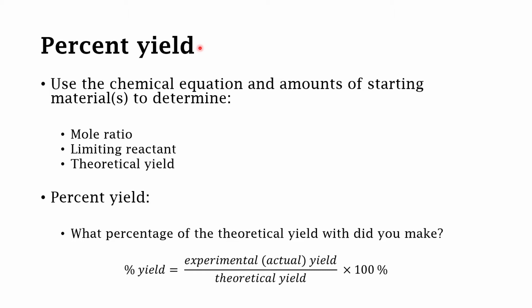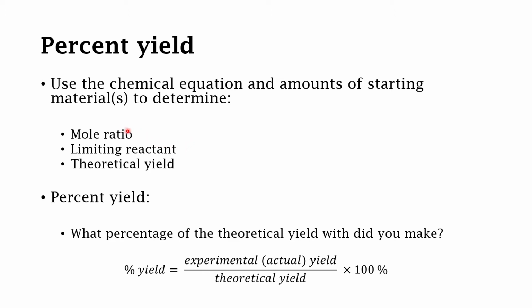So when we are calculating a percent yield, we need to look at the chemical equation and also the amount of starting materials that we've been given to determine what our mole ratio is. So from 1 mole of starting material, how many moles of product do we expect to form? If we are given amounts of more than one starting material, we need to check and see if we have a limiting reactant. Is there one reactant that is present in a lesser amount by moles that will run out and limit the amount of product that we can form?